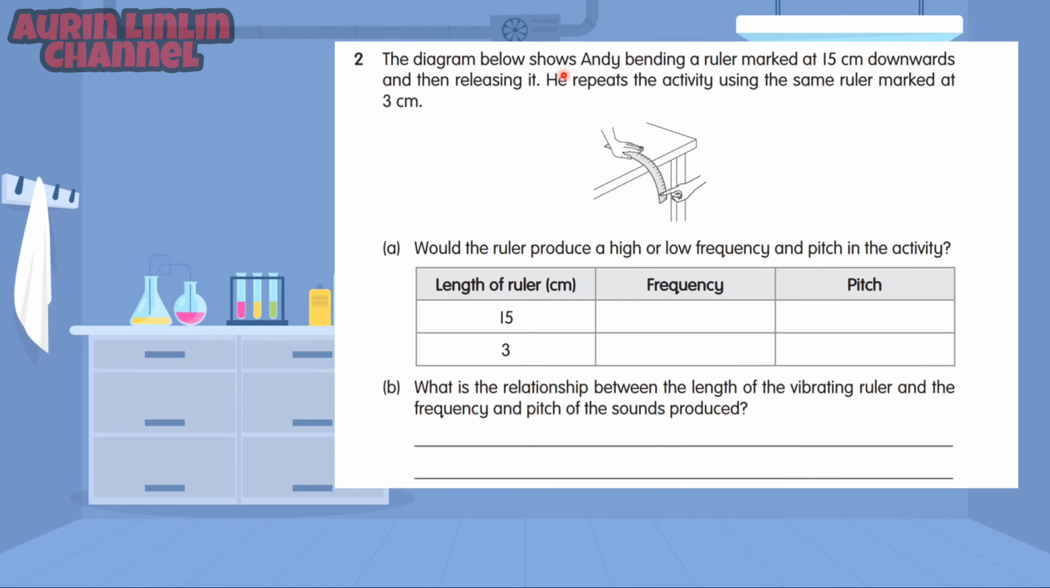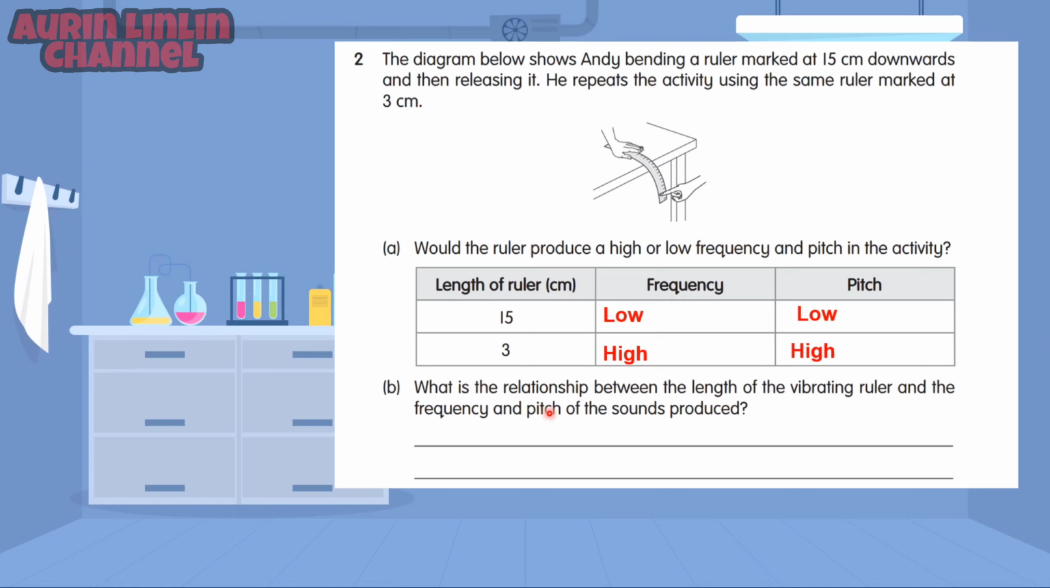The diagram below shows Andy bending a ruler marked at 15 centimeters downwards and then releasing it. He repeats the activity using the same ruler marked at 3 centimeters. Would the ruler produce a high or low frequency and pitch in the activity? Length of ruler 15 centimeters. The frequency is low and the pitch is low. Length of ruler 3 centimeters.